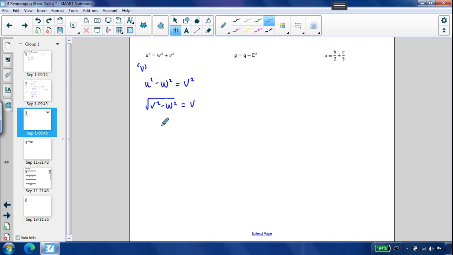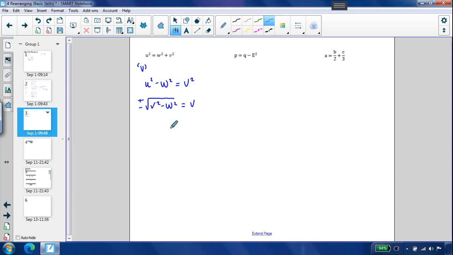And again, because I'm square rooting, I'm going to have a plus and a minus there to show there is a positive and a negative solution. Now, we cannot cancel the square root with the squares because we have this plus or minus sign.